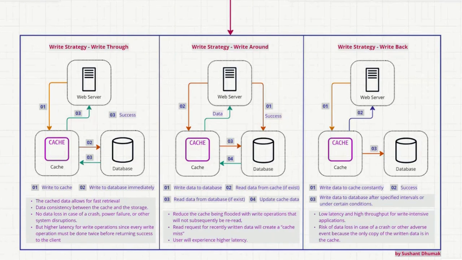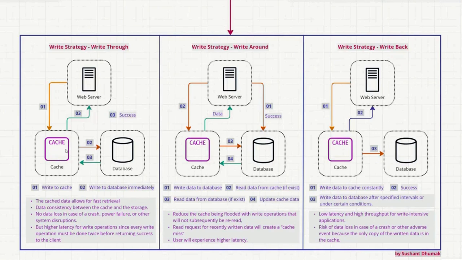So the first strategy is similar to read through cache. Here we have a write strategy called write through cache. I'm just adding the word cache here because we are writing through the cache. So what will the web server do? When it has to write information, it will first write that information to the cache, step number one. And once that data is written to the cache, the cache will write that data to the database immediately.